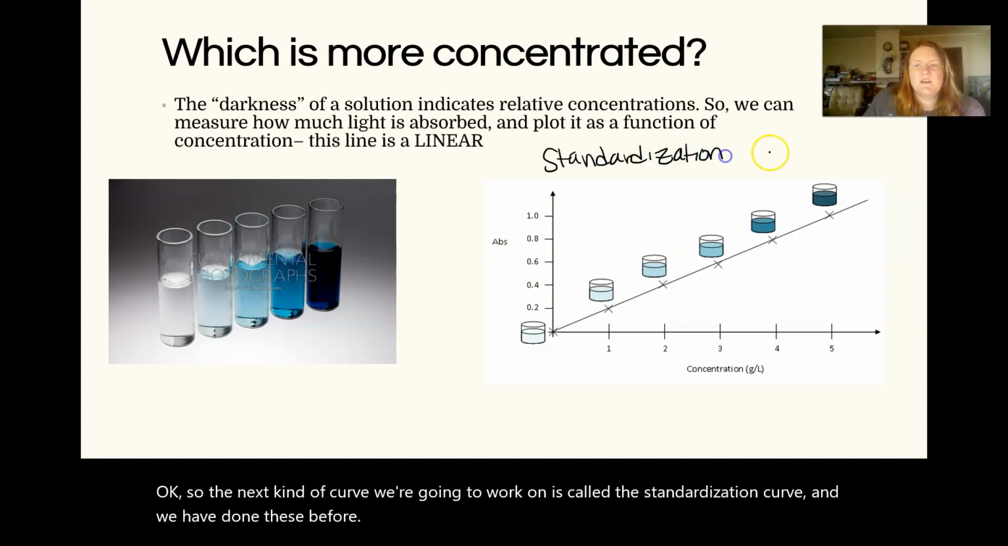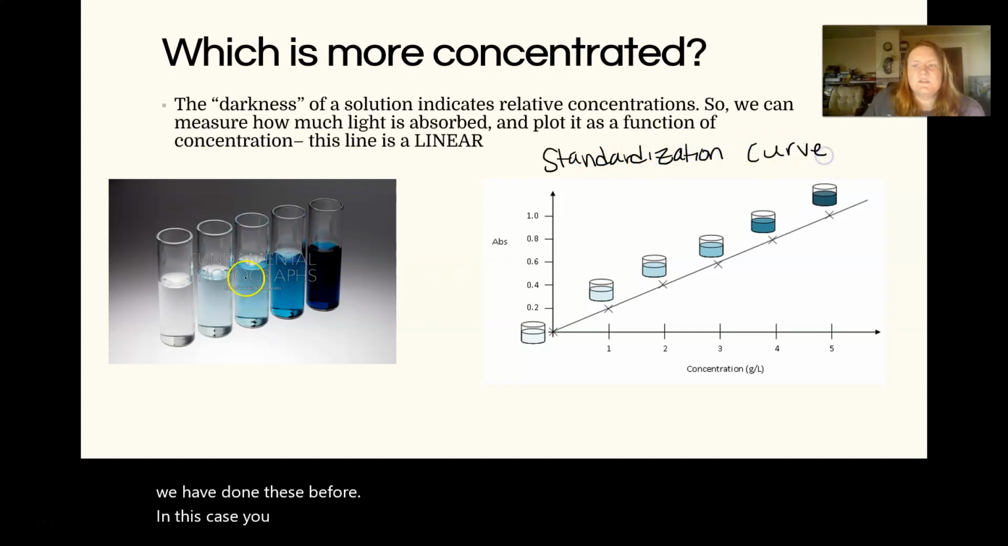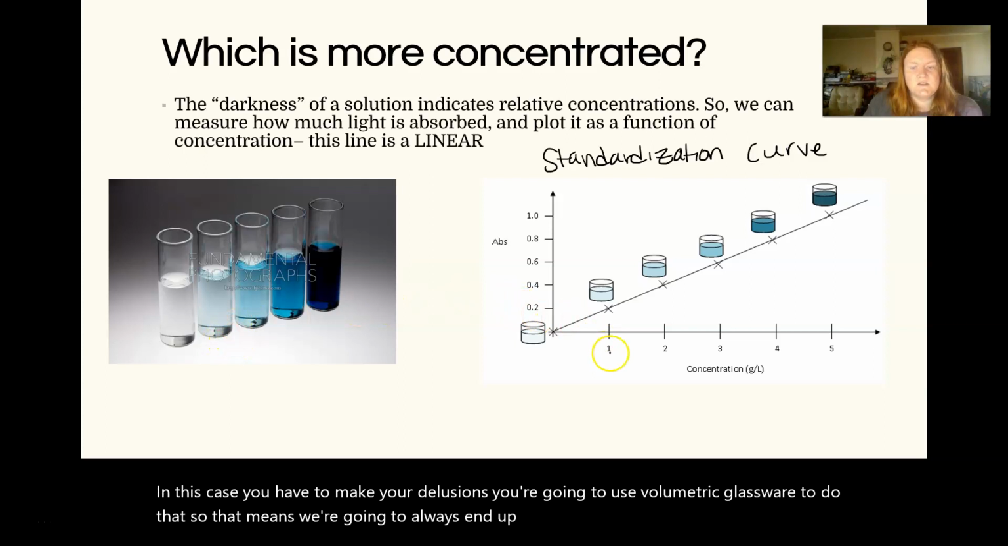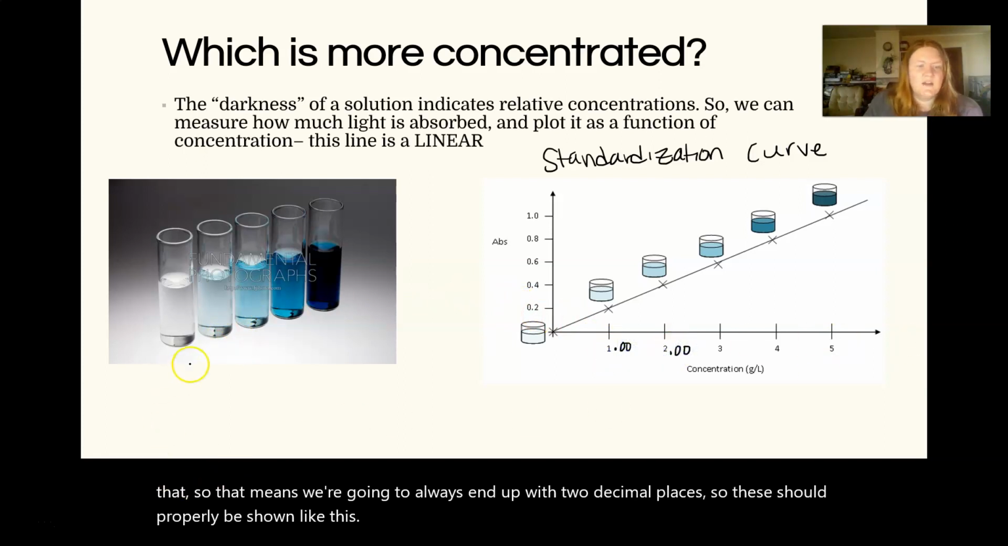In this case, you have to make your dilutions. You're going to use volumetric glassware to do that. So that means we're going to always end up with 2 decimal places. So these should properly be shown like this, on and on like that.